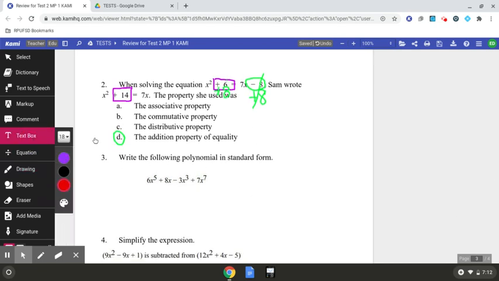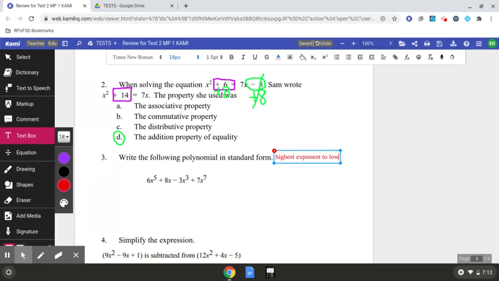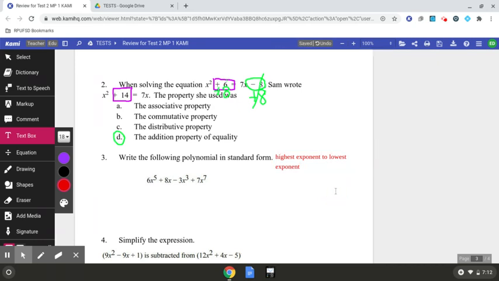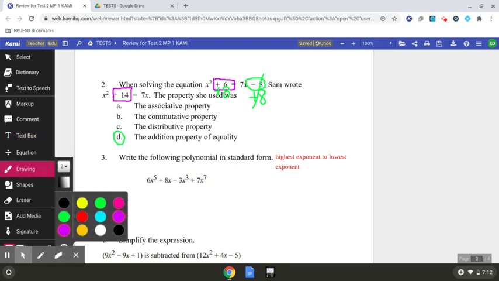Okay, the next one talks about writing the polynomial in standard form. Well, again, standard form, by definition, we did this in the vocabulary, is highest exponent to lowest exponent. So when we write this out, we're only looking at our exponents, which are those small numbers. So we're going to only look at the 5, the 1, the 3, and the 7. That's it. The highest number in the exponents is the 7, so we're going to put that term first.